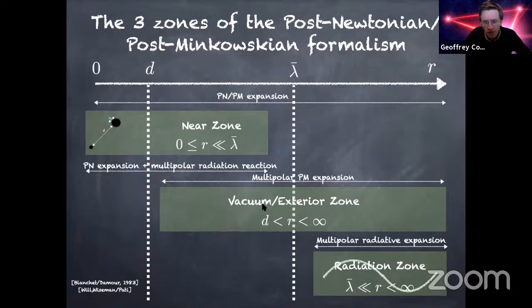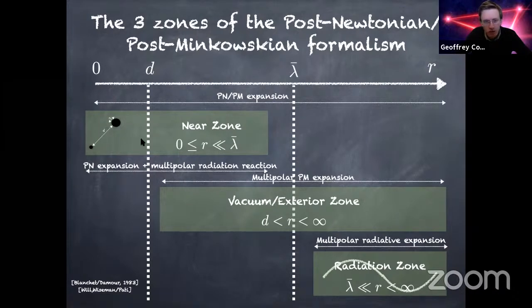Now, this near zone and exterior zone have a common region because d is less than the reduced wavelength. So there's a match between this kind of series and that kind of series. The way that the post-Newtonian, post-Minkowskian formalism works is that there is a matched expansion between the post-Newtonian expansion in the near zone and the post-Minkowskian expansion in the exterior zone.